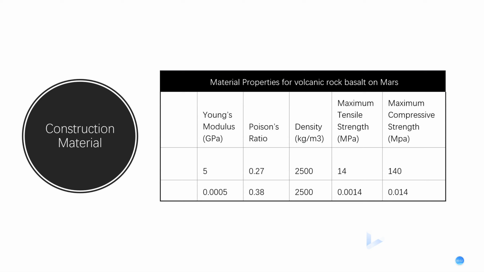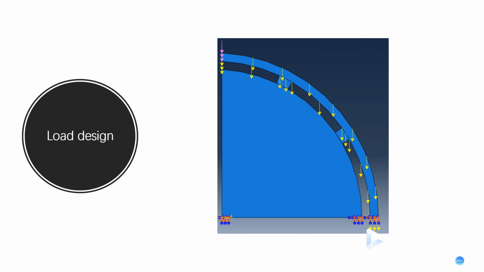The design plans to use 3D construction printing to build the project. The material is called volcanic rock basalt, which is similar to concrete and available locally on Mars. The load design for the case is based on the student number of our group. The load distribution is shown in the figure.